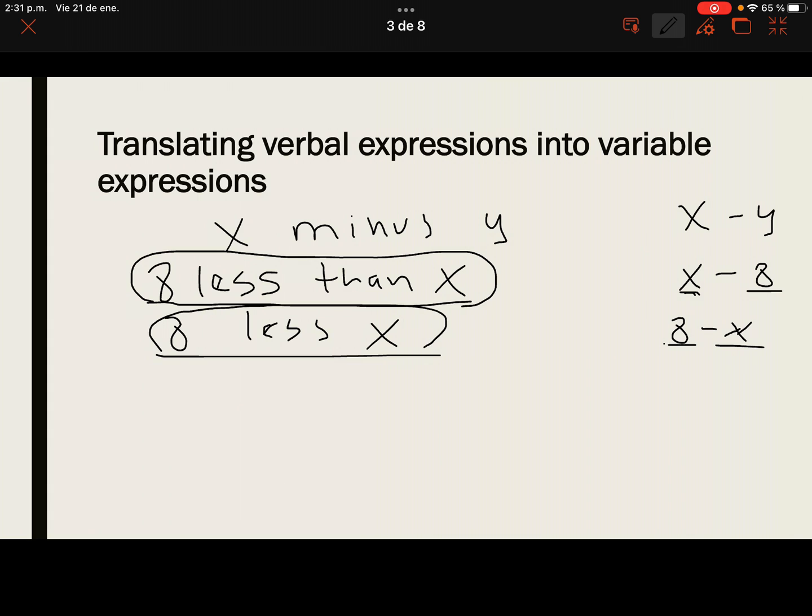The next keyword is "subtracted from." For example, 5 subtracted from x is x minus 5, because at the beginning we have x quantity of objects and we are subtracting 5 objects. The next word is "decreased."